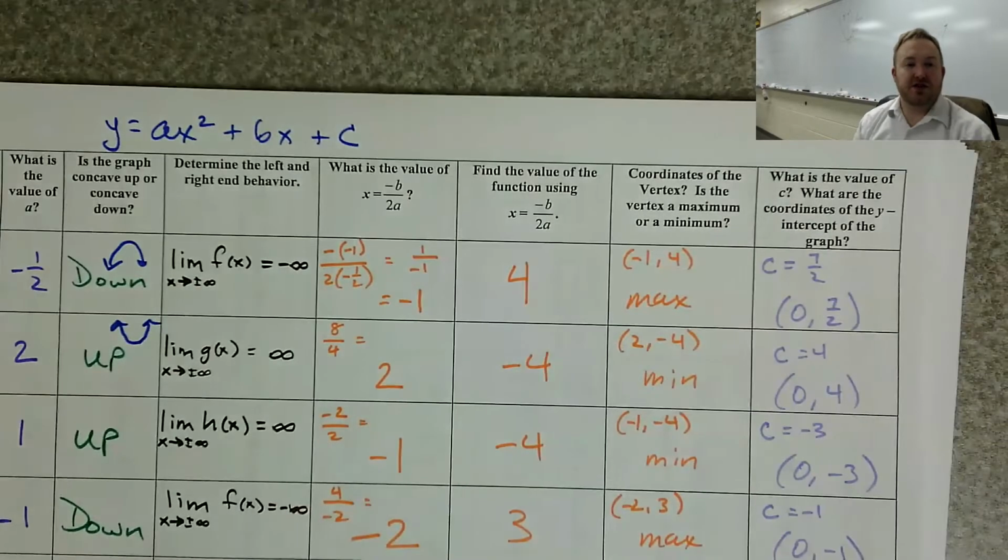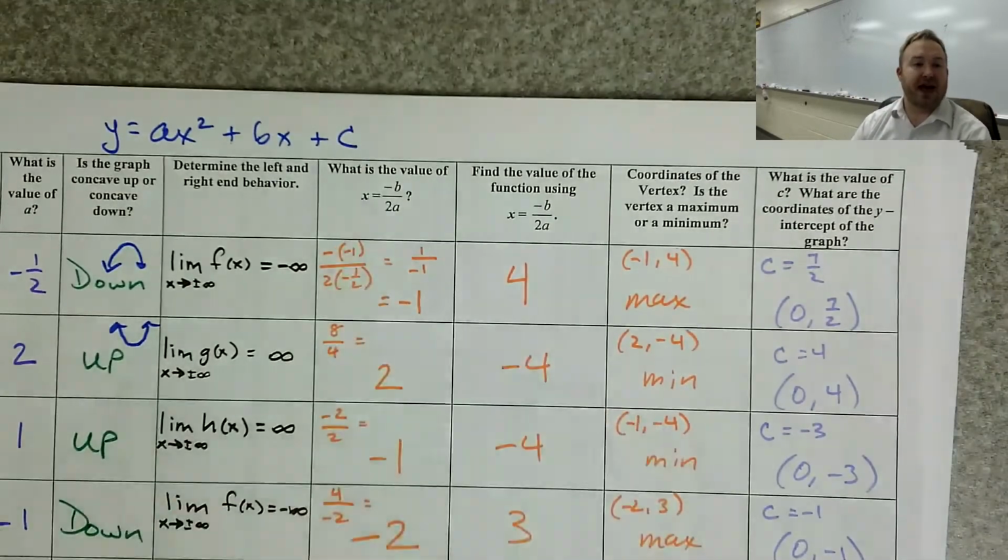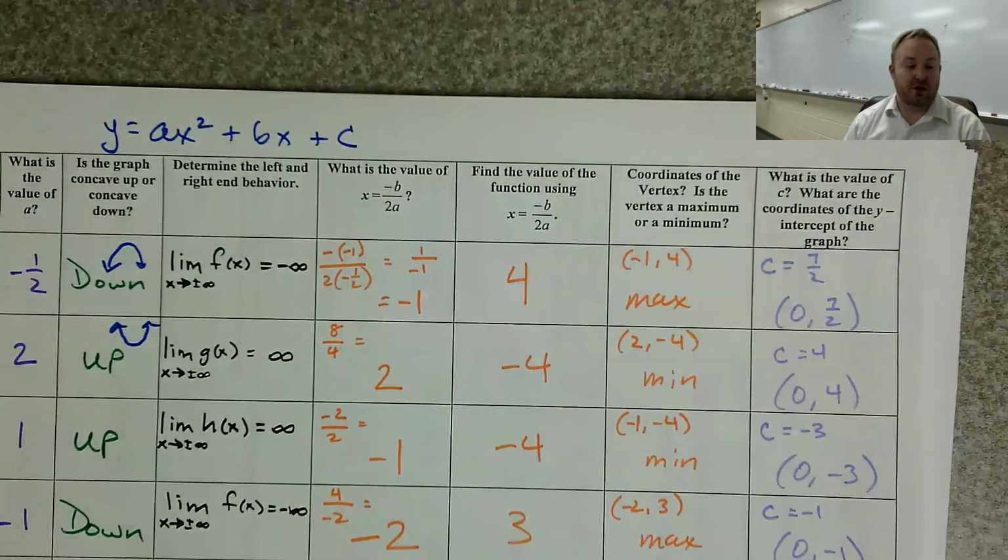It asks us to do this negative b over 2a thing. It says, what is the value of x equals negative b over 2a? And you may be asking, where does negative b over 2a come from? Good question. That's a question I answered in class.